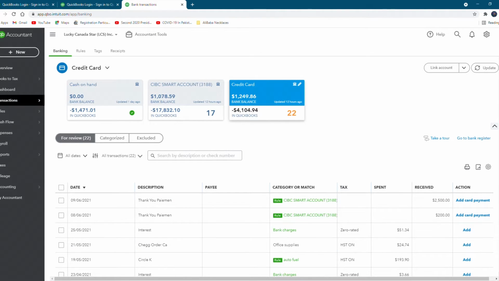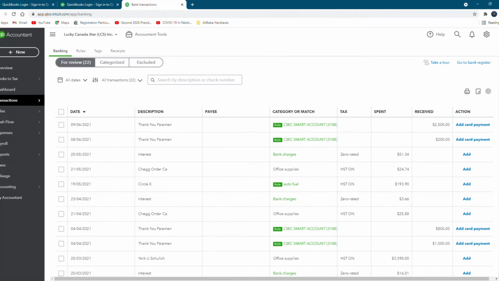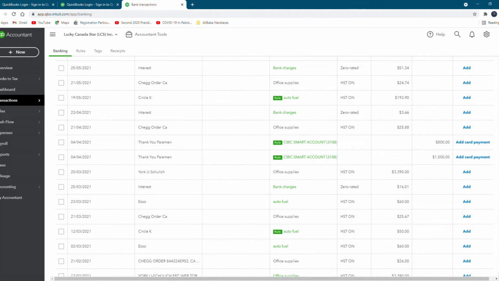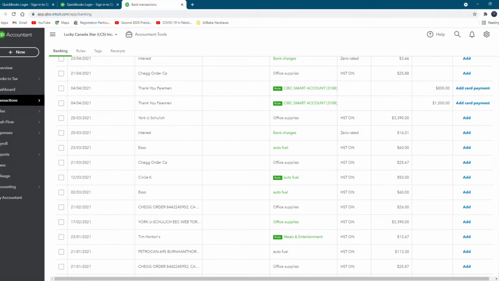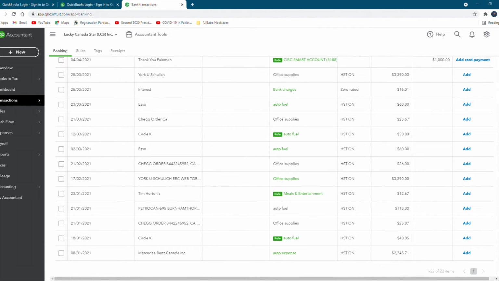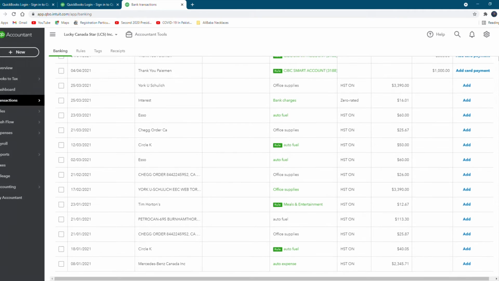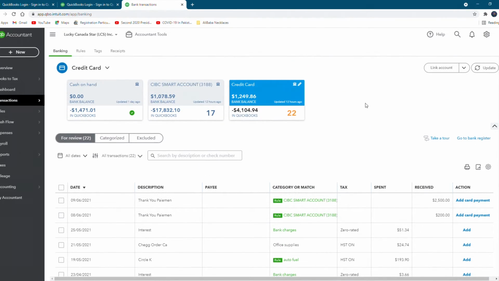For example, if we look at these transactions, we see there is a proper classification like bank charges, office supplies, auto fuel, etc. But there may be certain transactions under the heading uncategorized. For those, you need to wait for the bank statement, so that you can figure out the true nature of that transaction, or probably you're going to ask your client to provide that additional information.